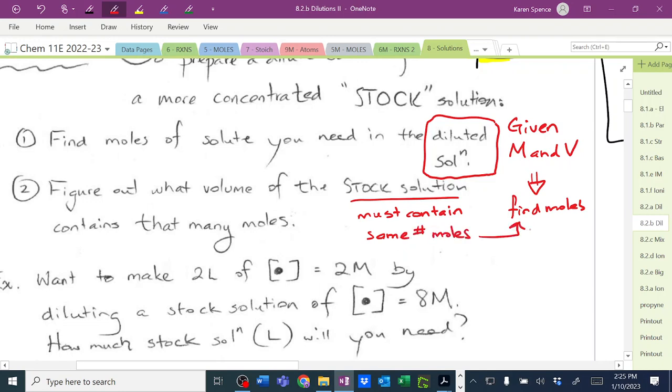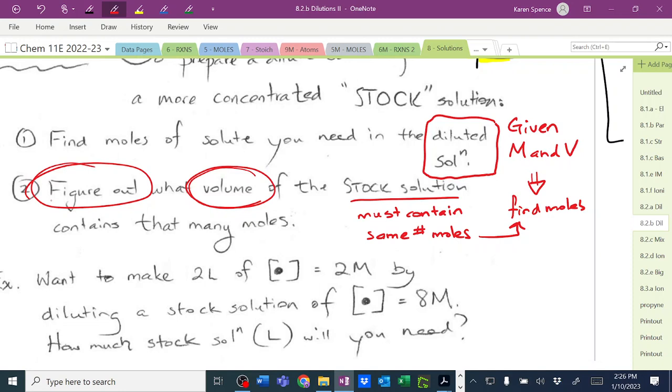Is this going to be a bigger volume or a smaller volume? It's going to be a smaller volume because we have a more concentrated solution. So you're going to now have to figure out the volume of the stock solution that contains that many moles, and you'll do that using the math that we just did, using molarity as a conversion factor.